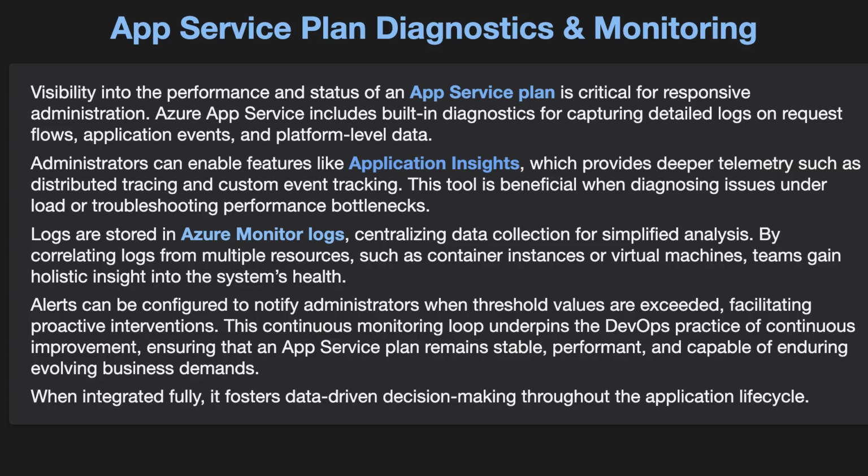By correlating logs from multiple resources, such as container instances or virtual machines, teams gain holistic insight into the system's health. Alerts can be configured to notify administrators when threshold values are exceeded, facilitating proactive interventions. This continuous monitoring loop underpins the DevOps practice of continuous improvement, ensuring that an app service plan remains stable, performant, and capable of enduring evolving business demands. When integrated fully, it fosters data-driven decision-making throughout the application lifecycle.